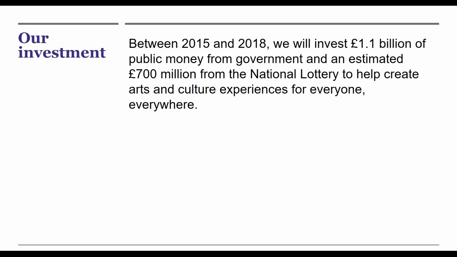A bit of information here about our investment, so you get an idea of the scale of the investment we make. Between 2015 and 2018, the current funding cycle, we'll invest 1.1 billion of public money from the government, that's from the Treasury, so that's taxpayers' money, and an estimated 700 million from the National Lottery. It's worth pointing out that both of those sources are, of course, money from the public.